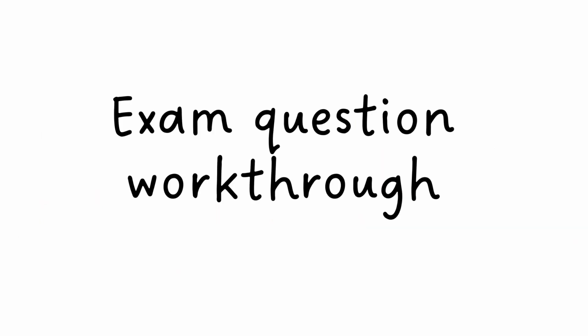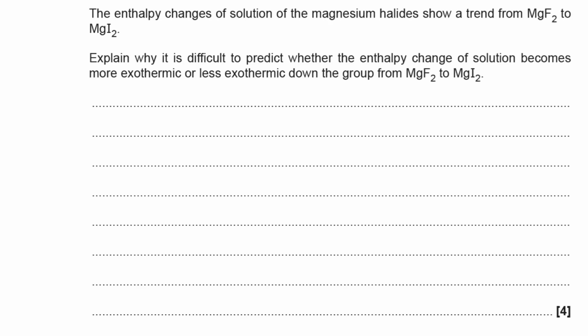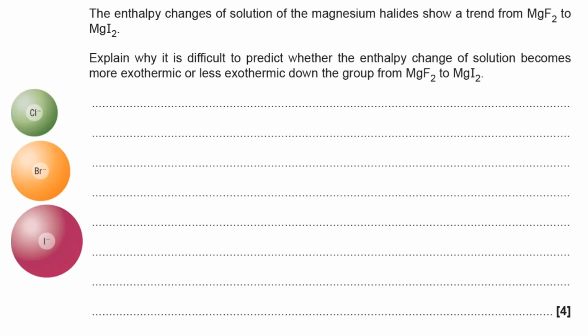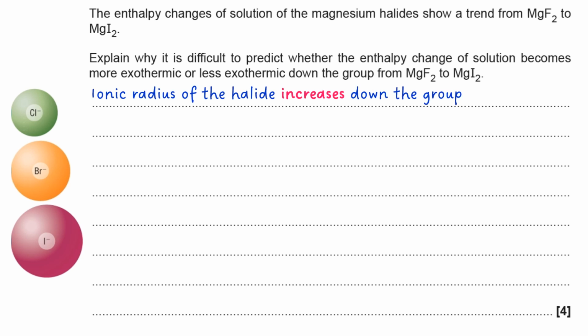So that takes us to our exam question. So they're saying that the enthalpy changes of solution of the magnesium halides show a trend from MgF2 to MgI2, and they want us to explain why it's difficult to predict whether the enthalpy change of solution becomes more or less exothermic as you go down the group. So going back to our little diagram which had chloride, bromide and iodide, as you go down the group the halide ion gets bigger. Now it's important to say the ionic radius, not the atomic radius, because it's not atoms we're talking about, it's ions.